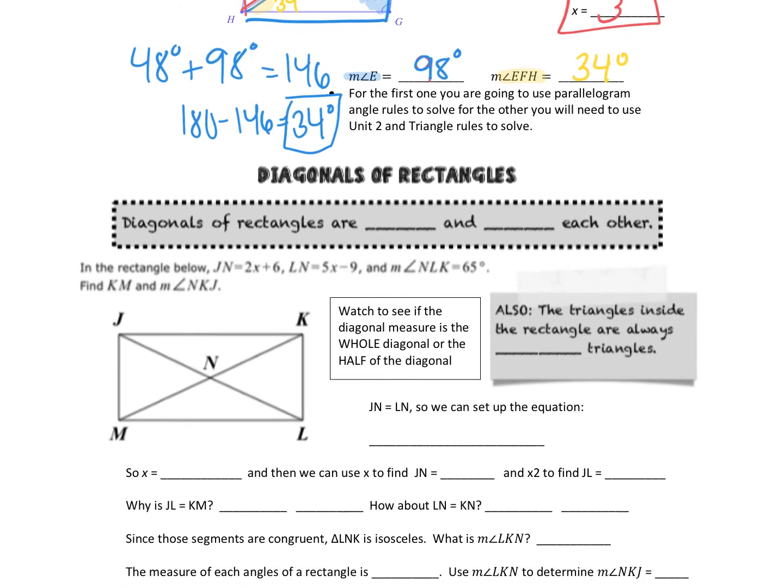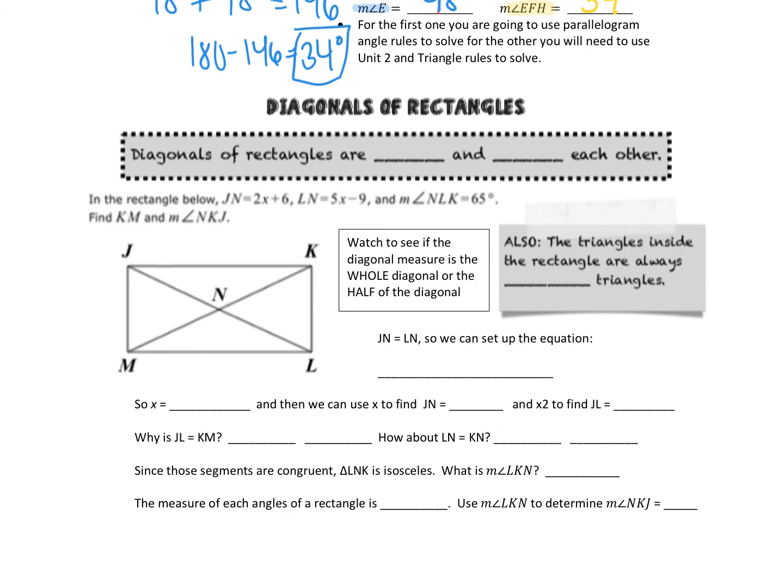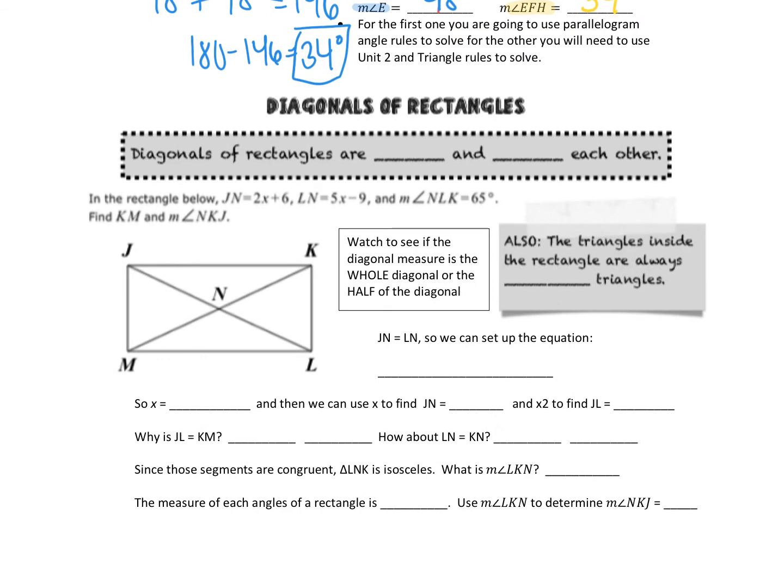Then look at the next one. We're going to talk about diagonals of rectangles, okay? So diagonals of rectangles are equal, also known as congruent, and they bisect each other. So diagonals of a rectangle bisect each other and they are congruent, okay?